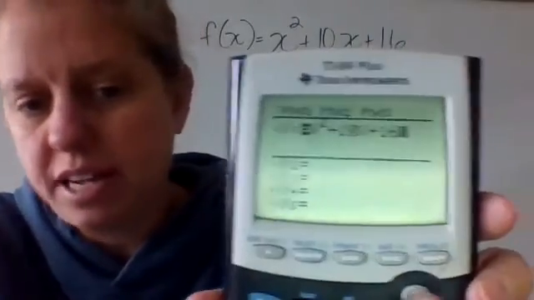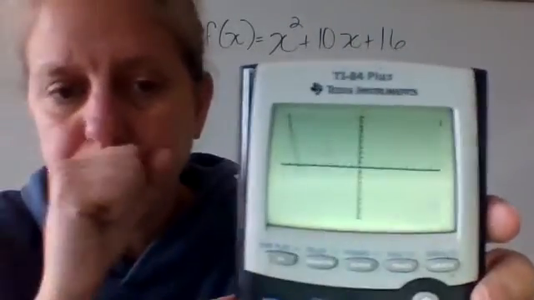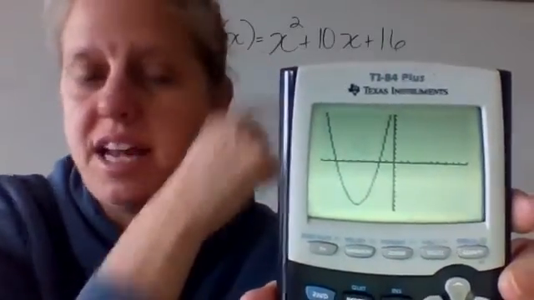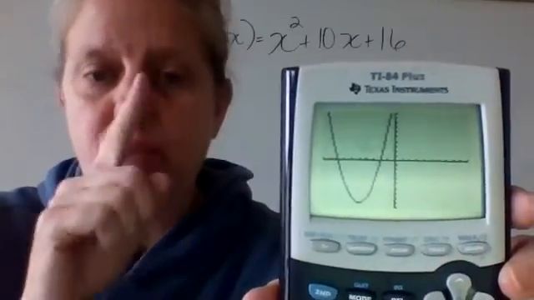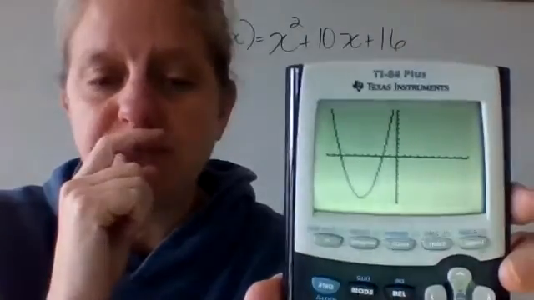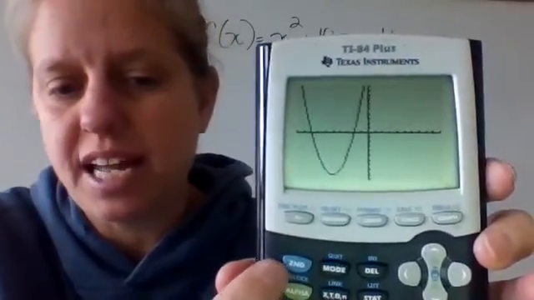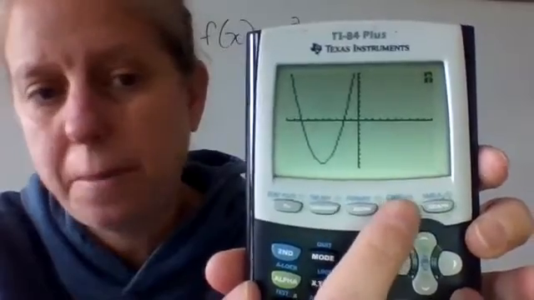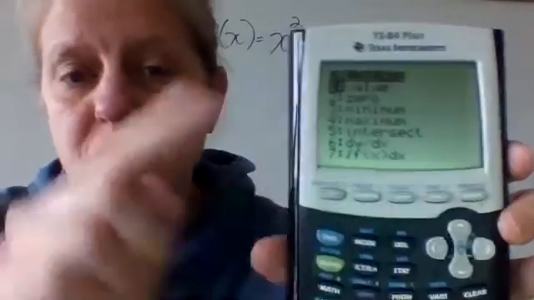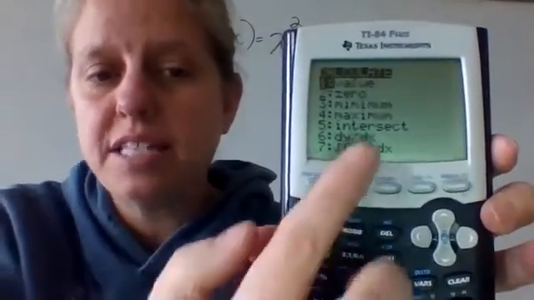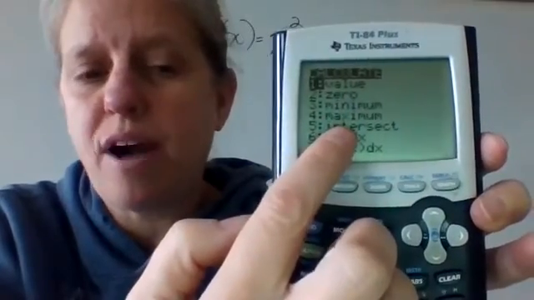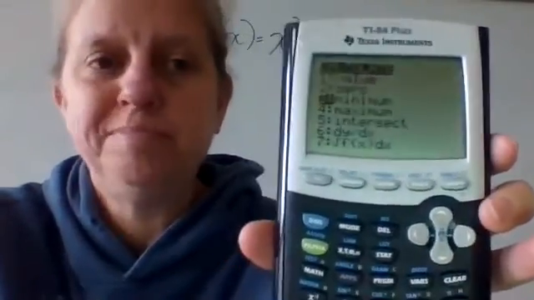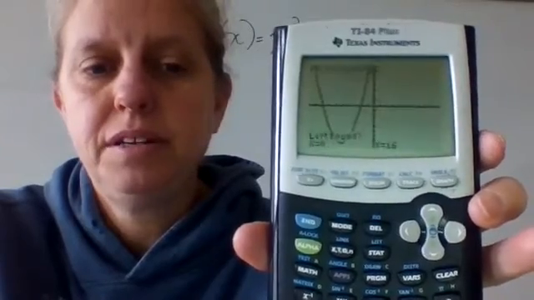So let's look at what it looks like. So let's graph it. It's just a regular parabola, right? Since it doesn't have a negative in front of the x squared, it's going to be a regular parabola. So let's find its vertex. So second, calc. So since it's a regular, it has a minimum, right? Only upside down parabolas have maximums. So this one's a regular, so let's just go and find its minimum.